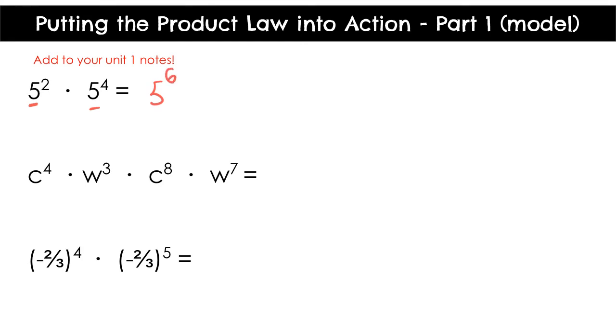All right, now this next one, interesting. I have a base of c, and then I also have a different base of w. Now it says only if we are multiplying by the same base can we keep the base, add the exponents. So let's go ahead and rewrite this. So our like bases are grouped together. C to the 4th times c to the 8th, all multiplied by w to the 3rd times w to the 7th. Now the reason that we can move these around is the associative property, if you've heard of that before. If not, we'll talk about it later in the year.